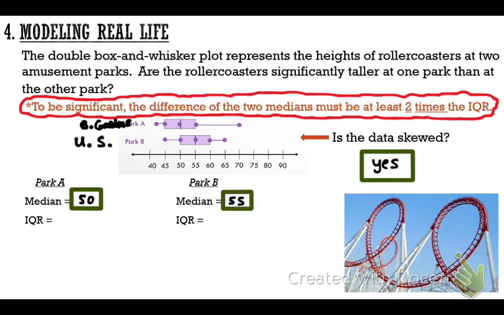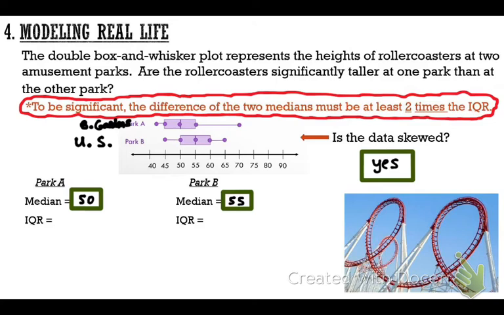55, so that's the median over there. Now let's talk about the interquartile range. How do we find the interquartile range? Use a triangle. You look at the box. We're only focusing on the box. The top number of the box, the upper quartile, subtract the lower number of the box, the lower quartile.